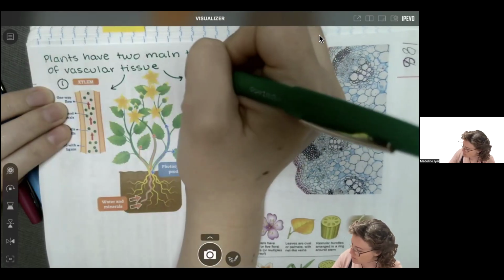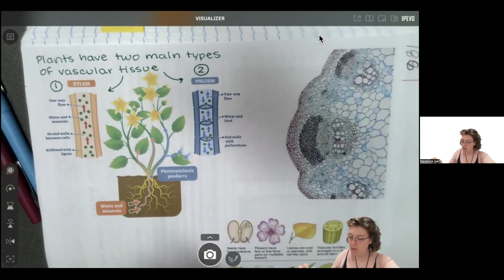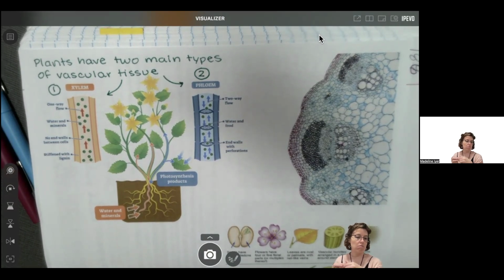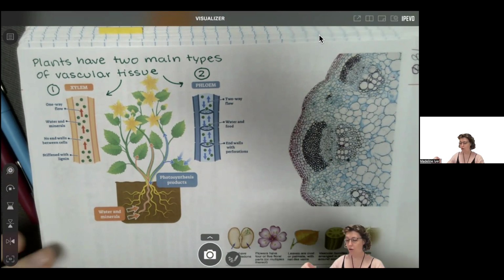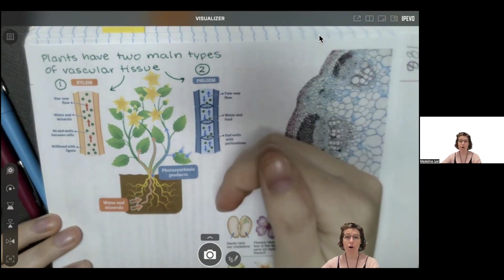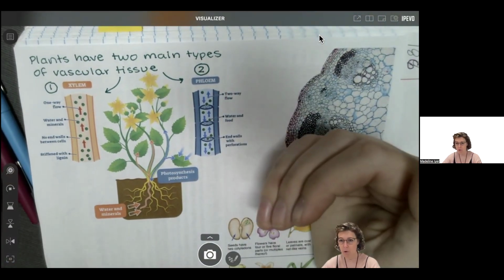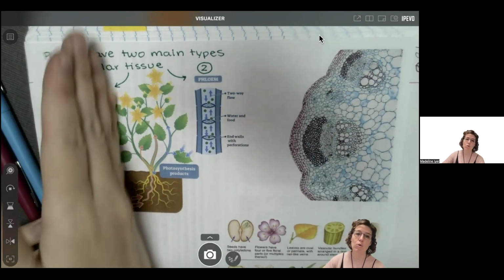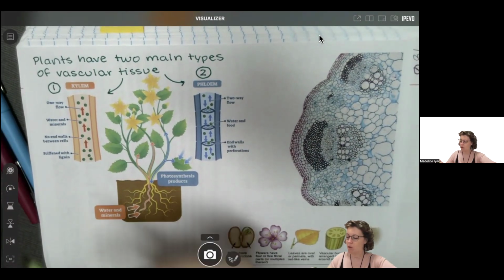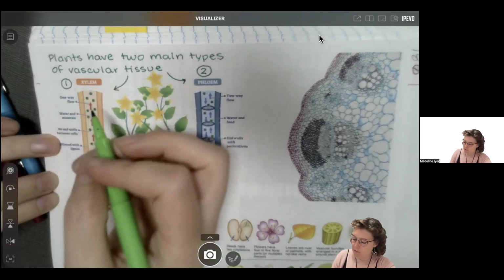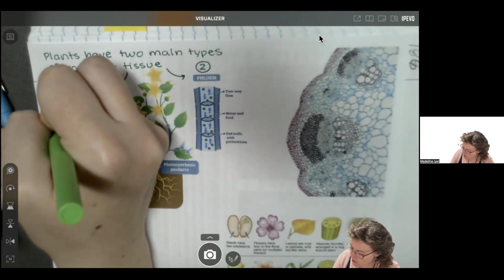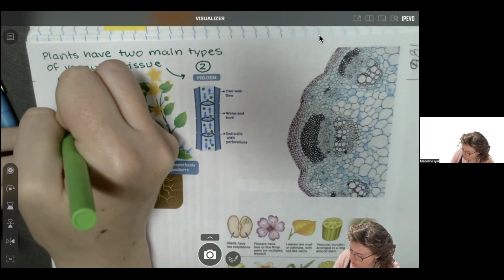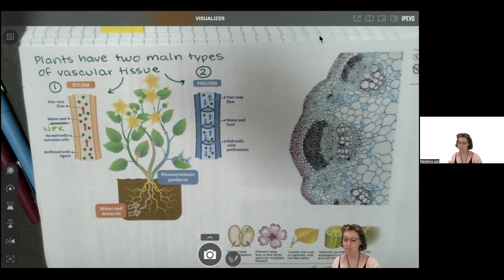Xylem and phloem. A couple different ways I've heard people try to remember these over the years, but basically, phloem allows things to flow down. It actually flows both directions, though. But xylem only allows things to flow up. So for xylem, we've got a one-way flow of water and minerals, but you know the name of the minerals at this point. They are nitrogen, phosphorus, and potassium, NPK.